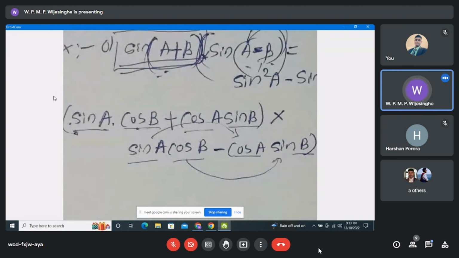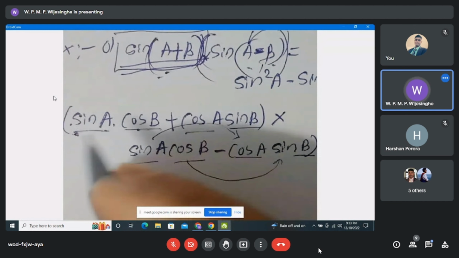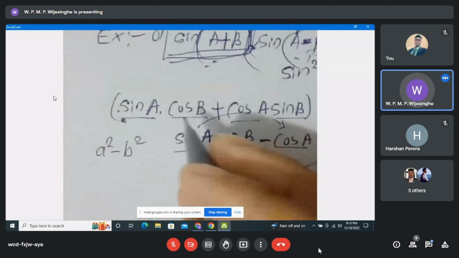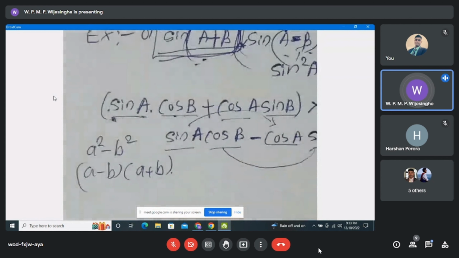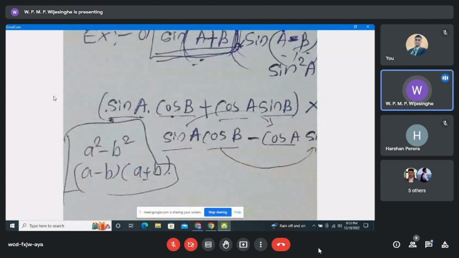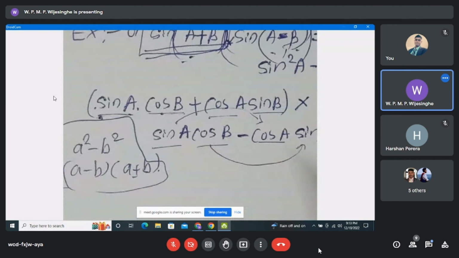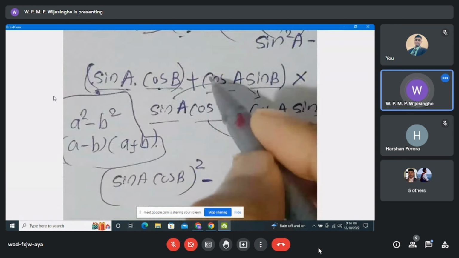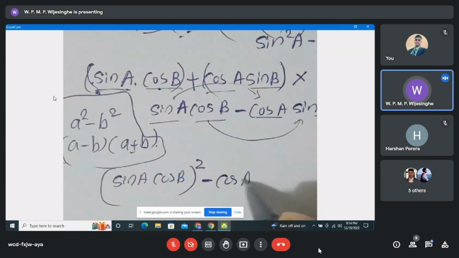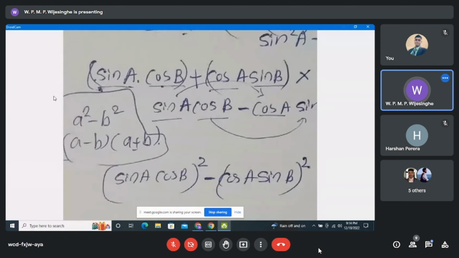This is the difference of 2 squares, like A square minus B square. We can write A minus B, A plus B. It is in this format. Then you can write here, this one is square, it is (sin A cos B) square, minus second term (cos A sin B) square, right?